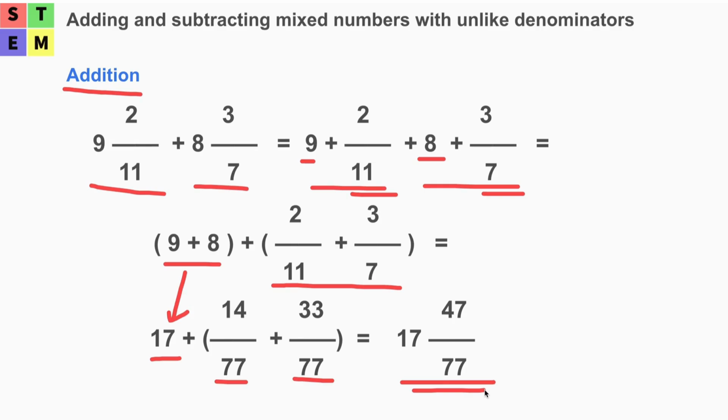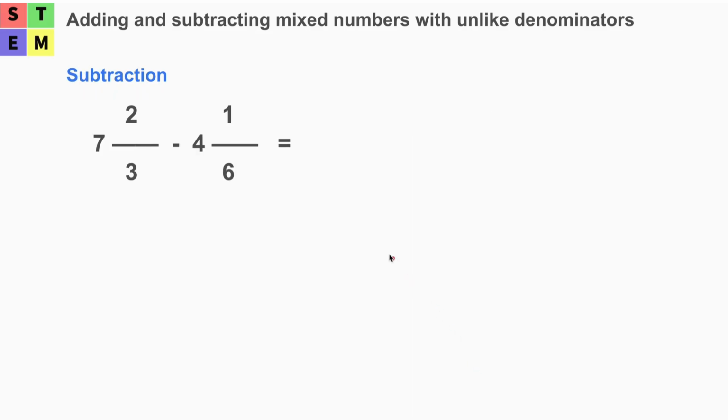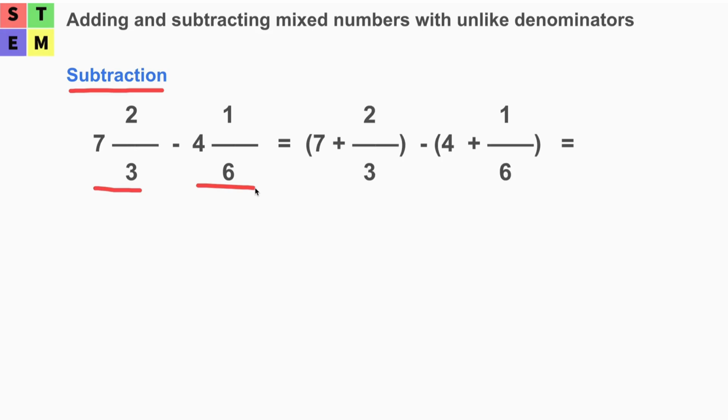So that's about the addition of mixed numbers. Now the next one is we are going to talk about subtraction. We have here 7 and 2 over 3 minus 4 and 1 over 6. What should we do there? Think about what we've just done for addition. We are going to do something similar. So that means we are going to have 7 plus 2 over 3, which is 7 and 2 over 3, right? And minus 4 plus 1 over 6, which is 4 and 1 over 6 there.